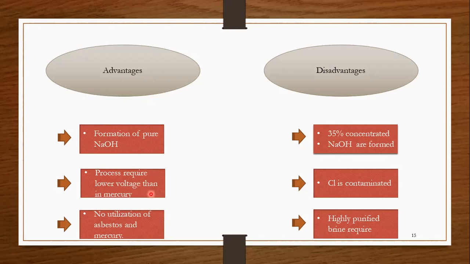The main advantage is that we don't use any asbestos and mercury. We require a very low voltage, and we can get a pure form of NaOH.